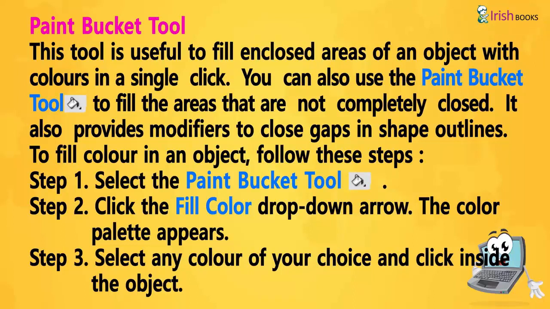To fill color in an object, follow these steps. Step 1. Select the paint bucket tool. Step 2. Click the fill color drop-down arrow. The color palette appears. Step 3. Select any color of your choice and click inside the object.